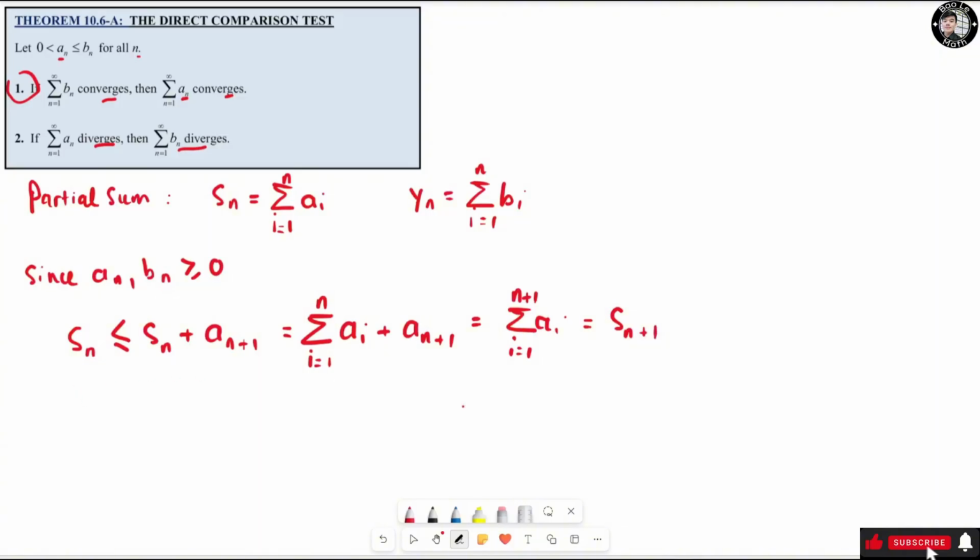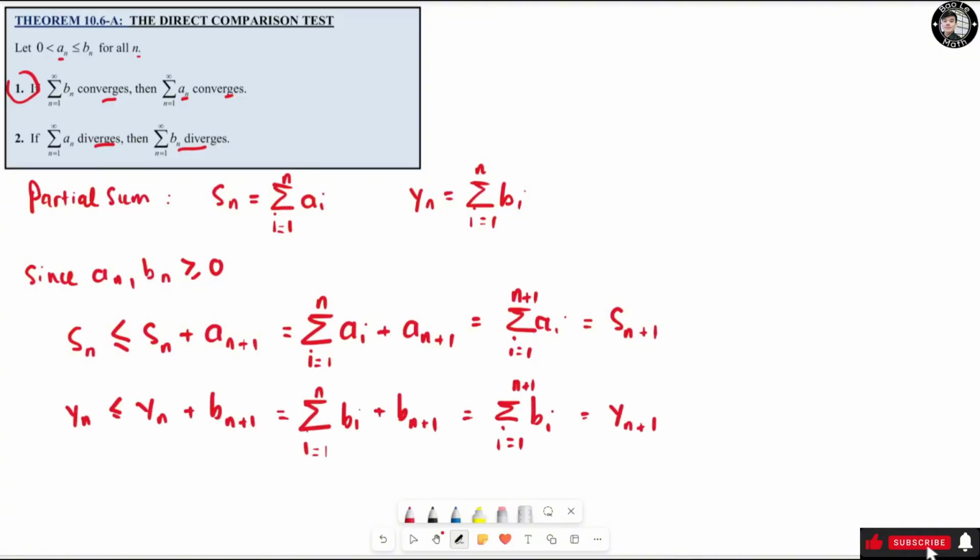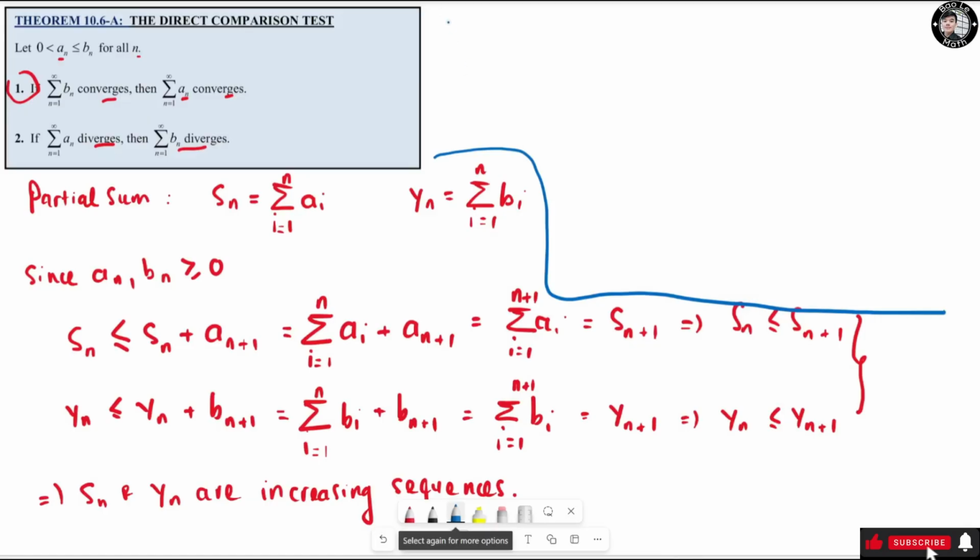Now similarly, on the top right here we can conclude that s sub n is less than or equal to s sub n plus 1. The bottom, y sub n is less than or equal to y sub n plus 1. From these two we can conclude that s sub n and y sub n are increasing sequences. Now since a sub n is less than or equal to b sub n for all n, we can conclude that s sub n is less than or equal to y sub n.